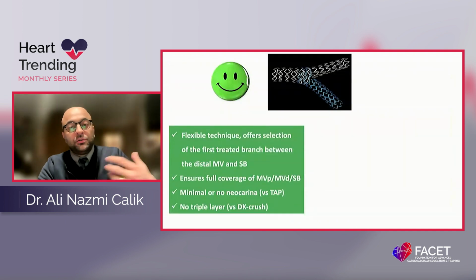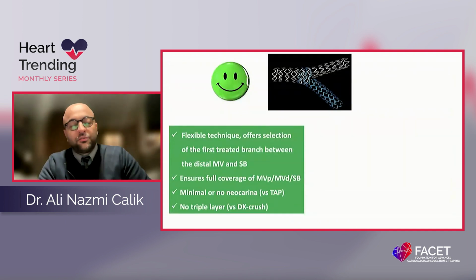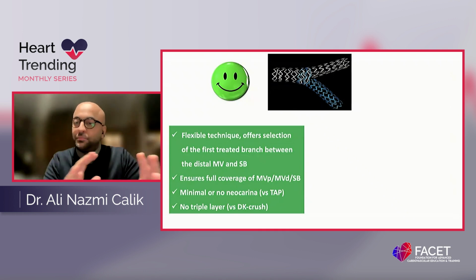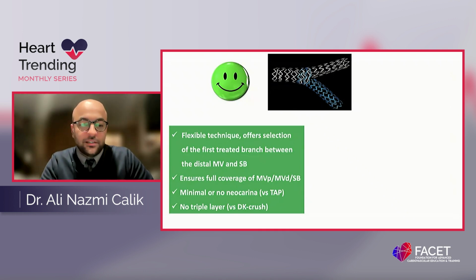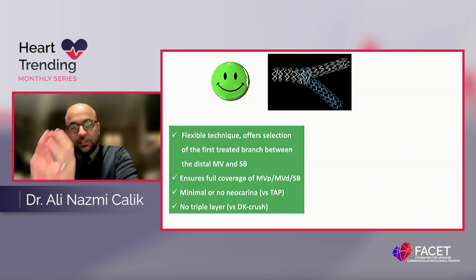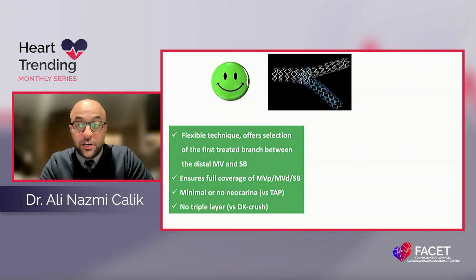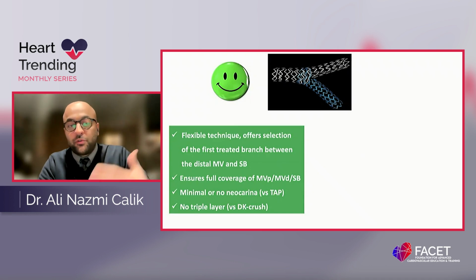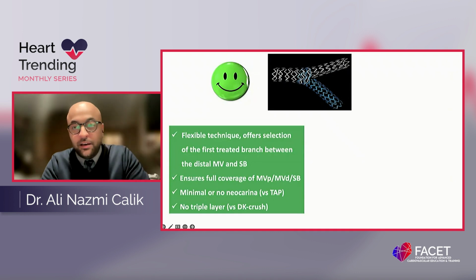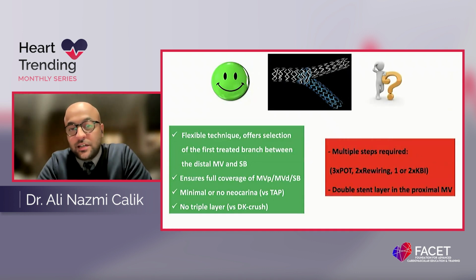Of course, there are some advantages of crush, which can be defined as this is a flexible technique. You can easily select the first treated branch, either side branch or main vessel distal. It ensures the full coverage of the main vessel proximal, distal, and side branch. There is no risk of geographic miss as in the T and protrusion. There is minimal or no neocarina.